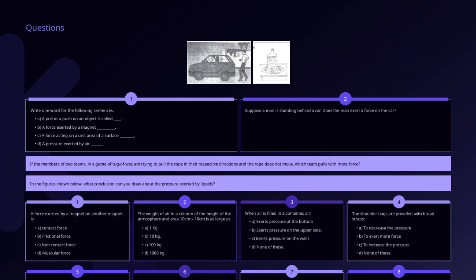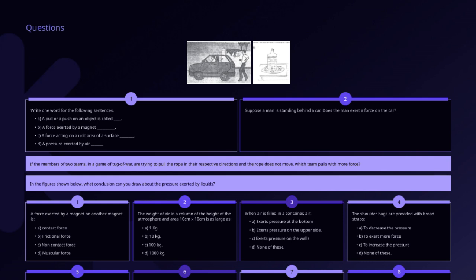There are various types of forces, including contact forces like pushing or pulling objects, and non-contact forces such as gravity or magnetic forces. When air is filled in a container, it exerts pressure on the walls of the container. This pressure depends on the amount of air and temperature.